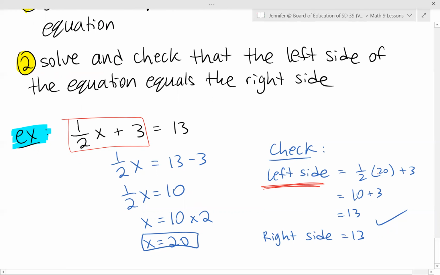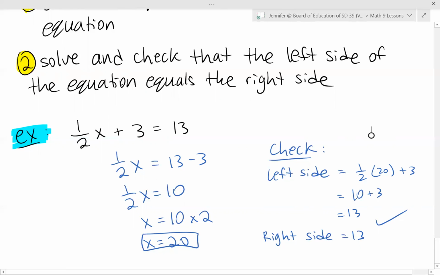So I'd say 1/2, and instead of x, I write 20, plus 3. And then solve this to see what value you get. 1/2 times 20 gives us 10. 10 plus 3 is 13. So the left side would give us 13 if we subbed in this x equals 20. What is the right side? It's also 13. So since left side equals right side, we can give ourselves a check. We know that we've done this correctly.